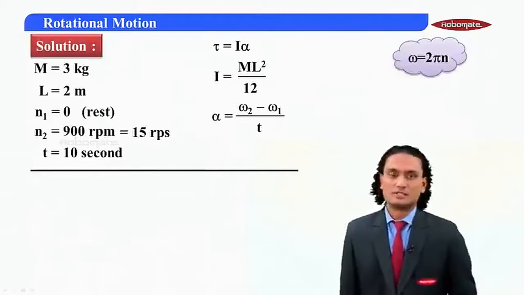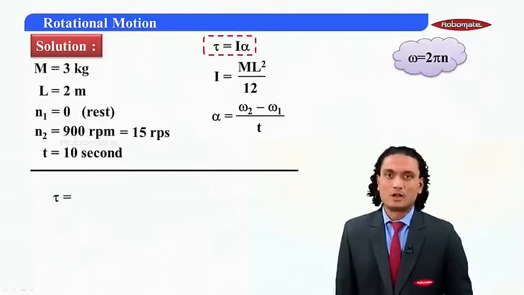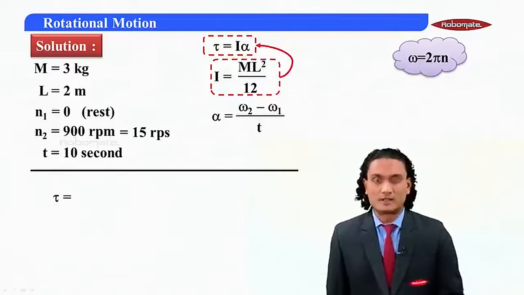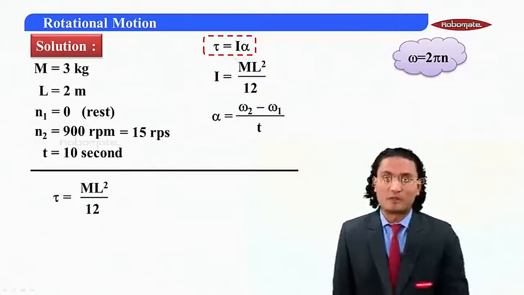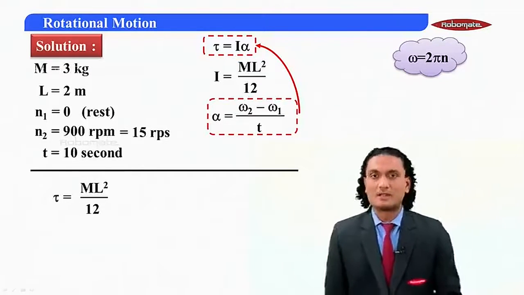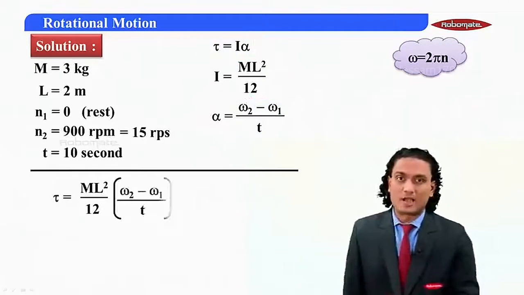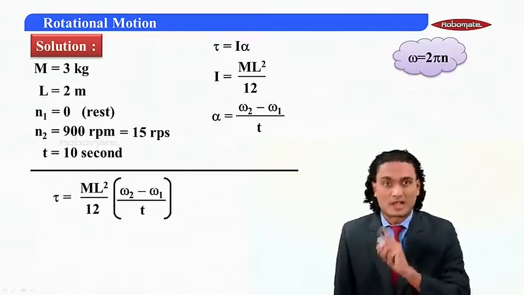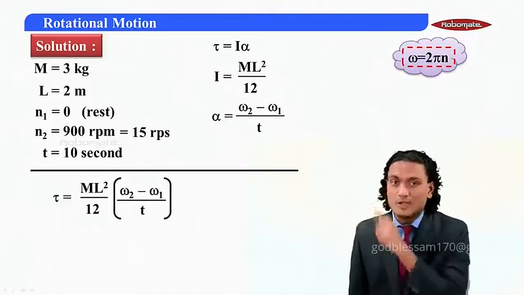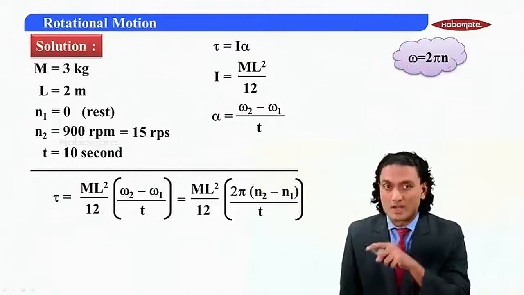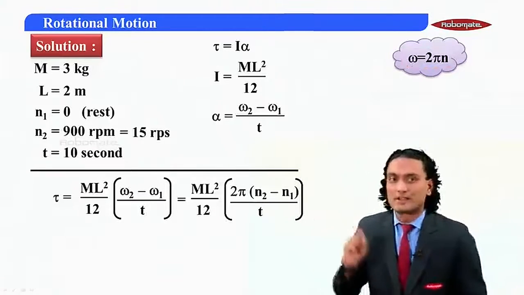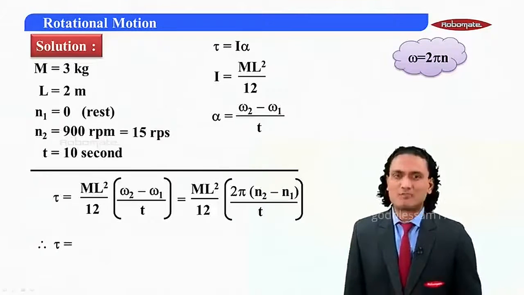First students, see there. Torque is I alpha. Now, I is ml square by 12. So can I substitute I over there? So I will get ml square by 12. Now see here, alpha is omega 2 minus omega 1 upon T. Can I substitute it over there? So what I will get? I will get torque is equal to ml square by 12 into omega 2 minus omega 1 upon T. Now, omega is 2 pi n. So if I substitute the value of omega, I will get ml square by 12 into 2 pi times n2 minus n1 upon T. 2 pi will be taken as common. Yes or no?